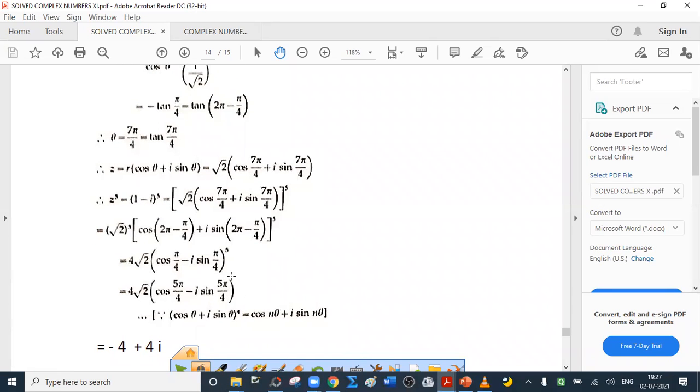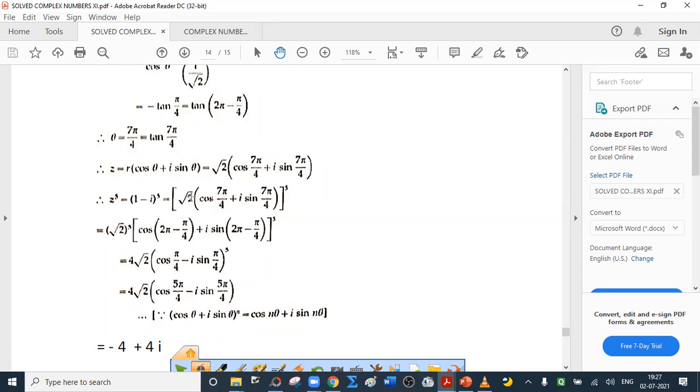What is the next step? Next step is this one. Actually, what is cos 5 pi by 4? It is minus 1 by root 2. And what is sin 5 pi by 4? It is minus 1 by root 2. So on simplification, you get minus 4 plus 4i.